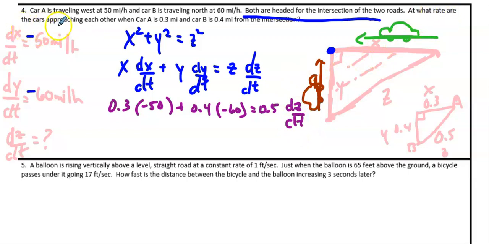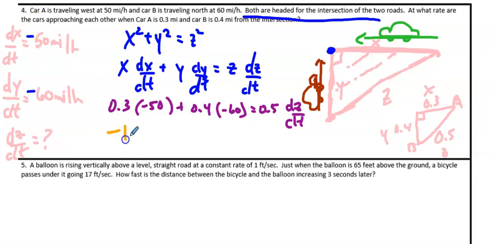At what rate are the cars approaching each other? So again, we're making z the distance between them, right? Are they approaching each other when the cars are 0.3 and 0.4 miles apart? So that's exactly what we want to do. I'm going to go ahead and start writing these numbers out.